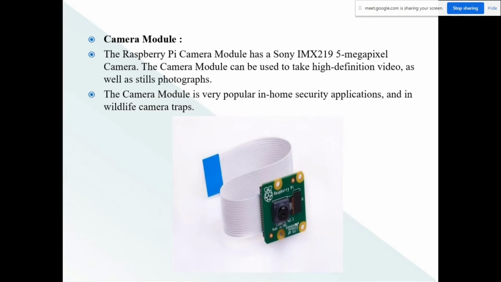The next component we are using is our camera module. The Raspberry Pi camera module has a Sony IMX219 5 megapixel camera. The camera module can be used to take high definition video as well as still photographs. It is very popular in home security applications like home automation and in wildlife camera traps.